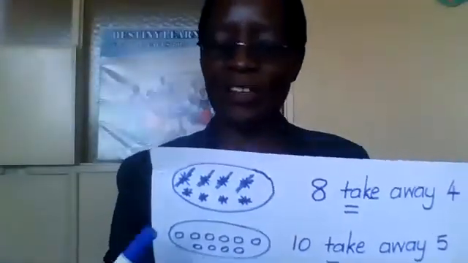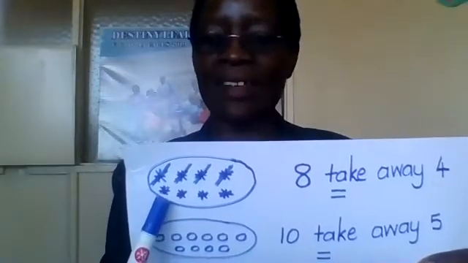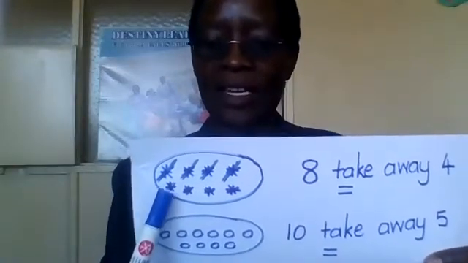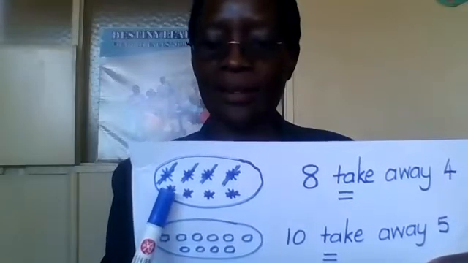So there is 8 take away 4. Let me take away 4. 1, 2, 3, 4. I've canceled them. I've taken them away. You see that? So how many are remaining? Let's count how many are remaining. 1, 2, 3, 4. So 8 take away 4, the answer is 4.